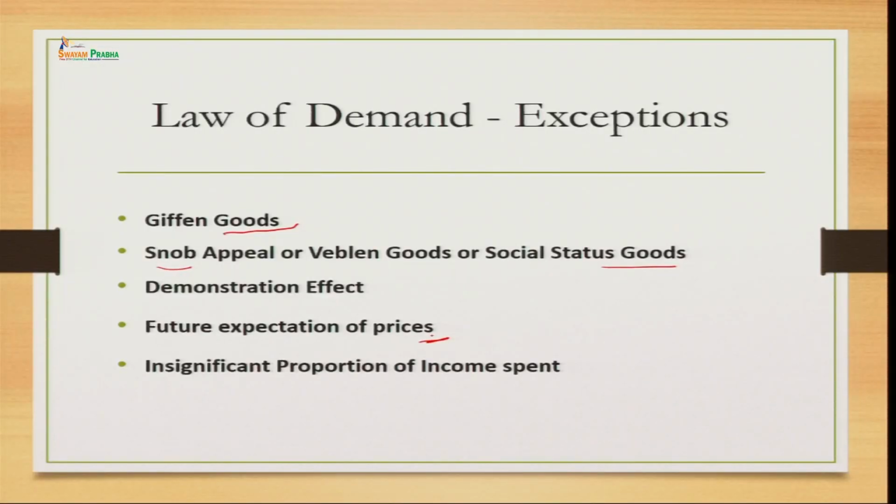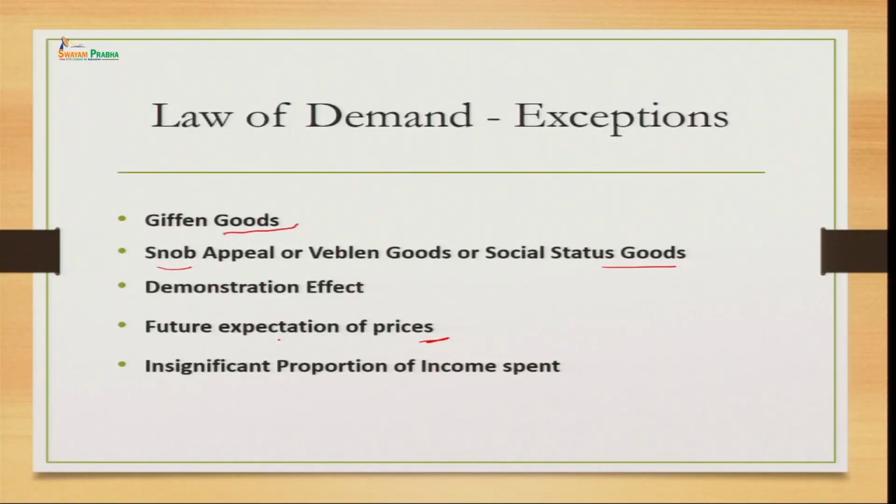Then we have future expectation of prices. Future expectation of prices means what is your expectation with the price of that commodity. The law of demand is saying that when the price of a commodity is increasing, the demand for that commodity will decrease. So, what happens if the price is already high for some commodity, but the future expectation is that prices are going to go higher still, that there will be a further increase in the price of that commodity?